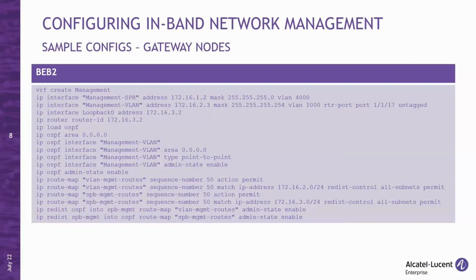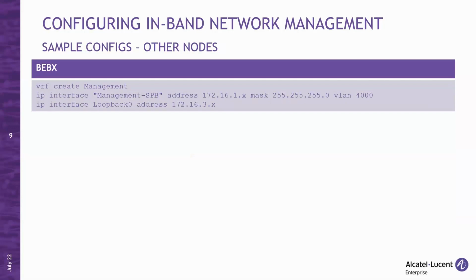This is the configuration for the other gateway node, and it is very, very similar to the first one, so I will not go through it, but you will have it in the handout. Lastly, on nodes other than gateway nodes, it's very simple. You only need to create the VRF, the management IP interface in the backbone VLAN, and the loopback. That's all. I hope you now have a clear understanding of how to manage an SPB network. We won't be doing a lab on this, as I think it's pretty straightforward.